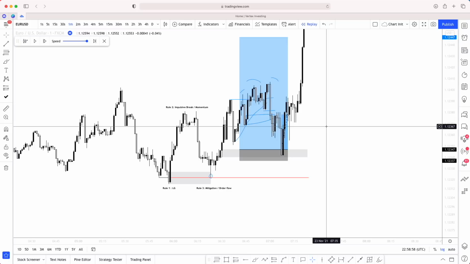Now, what I was trying to achieve from this video is giving you a blueprint setup that you can look for. The way that we trade in Vertex, we are looking for a set criteria, and if it's not met, we don't trade. If it's met, we trade. That's just how it is.